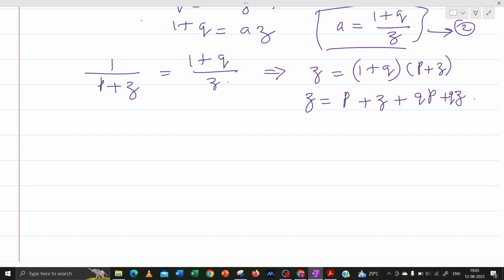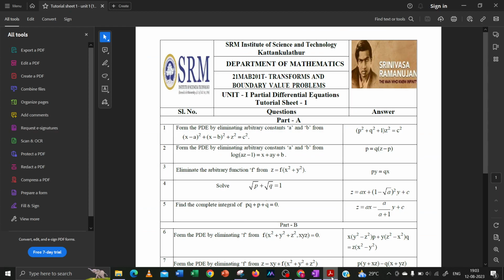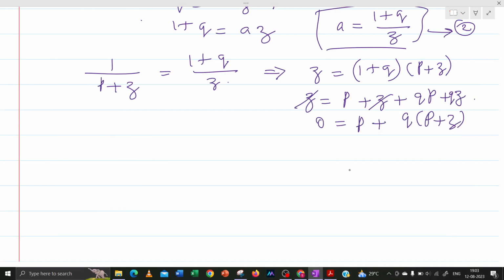So the z can cancel. Then we will get 0 equal to, taking the q outside, p plus q into (p plus z). Maybe that is the answer. Yeah, that is the answer.